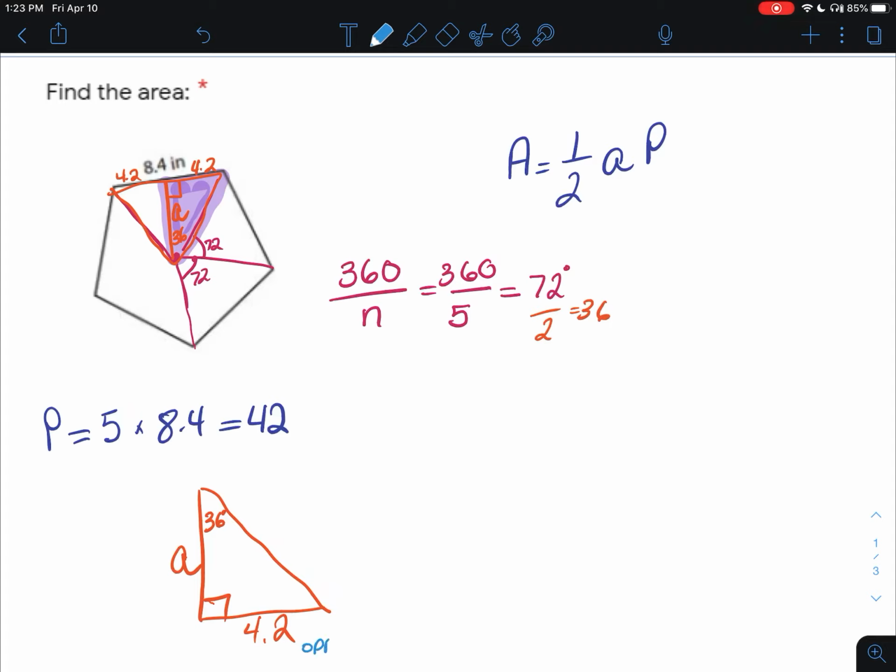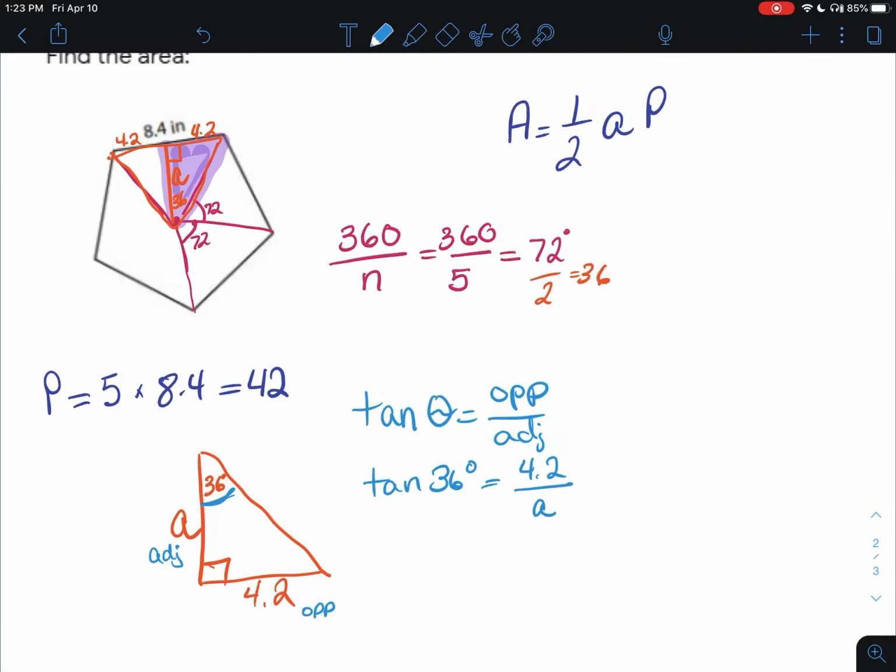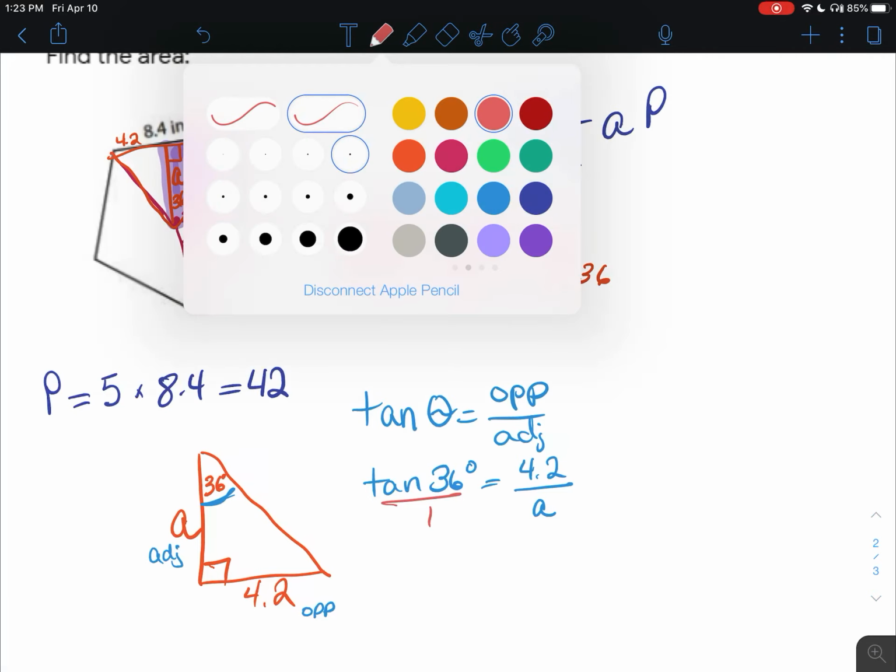And this is opposite sides. The 4.2 is opposite, and our apothem is the adjacent side. So therefore, and again, that's from the angle. So that will be tangent of theta equals opposite over adjacent. So the tangent of 36 degrees is going to equal 4.2 over A. Now, right away, we notice A is on the bottom, so we're probably going to end up dividing, which we will end up dividing, but just wanted to kind of point out the pattern there.